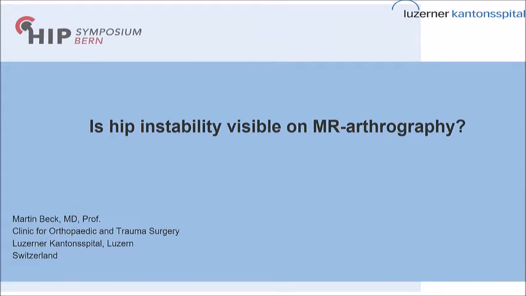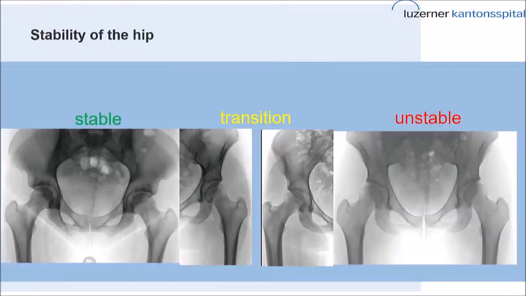So the question is: is hip instability visible on MRA? And the answer is, yes, you can see it, but the predictive value is not that high. So I could stop my talk, but I've been given 12 minutes.